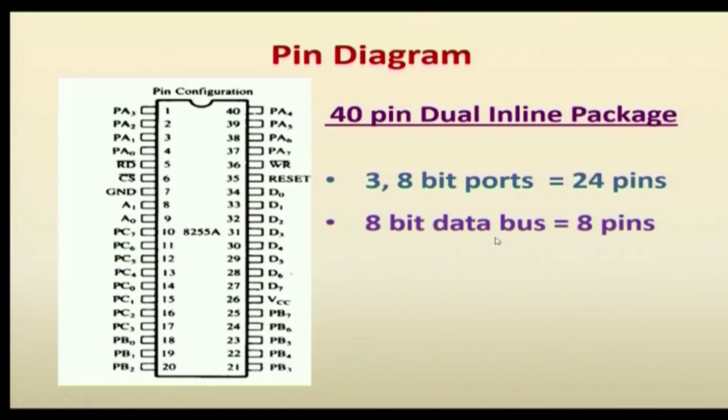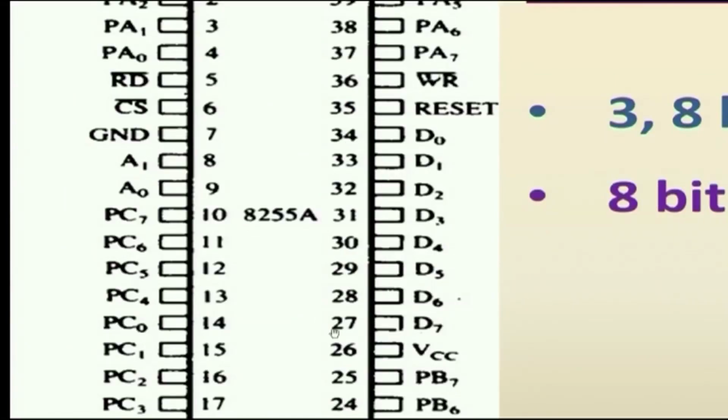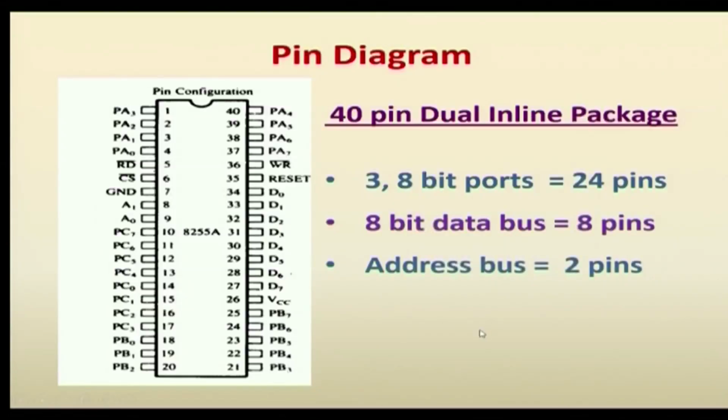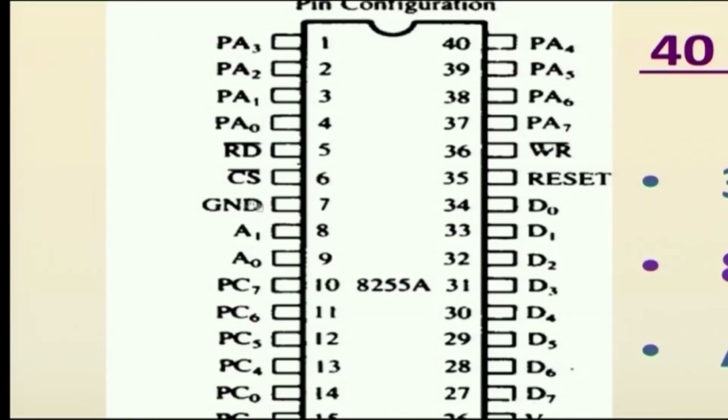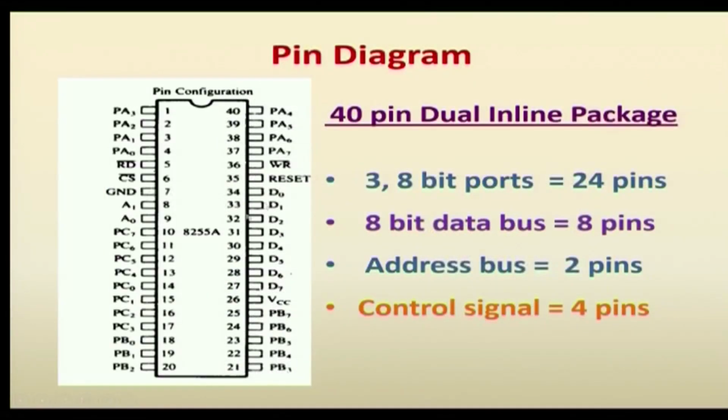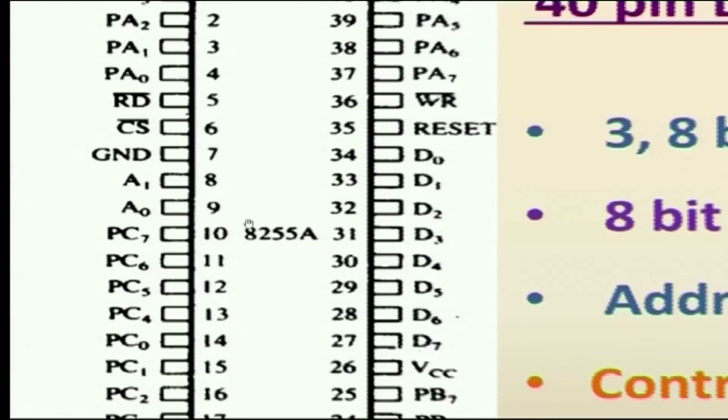Then it has 8 bidirectional data buses, denoted as D0 to D7. Here pins 34 to 27 are D0 to D7. Then it has 2 address lines denoted as A0 and A1, which are used for decoding and selecting the port addresses and the control register. So, they are mainly used to provide the port address. Then it has 4 control signals, which are read bar, write bar, CS bar and reset.